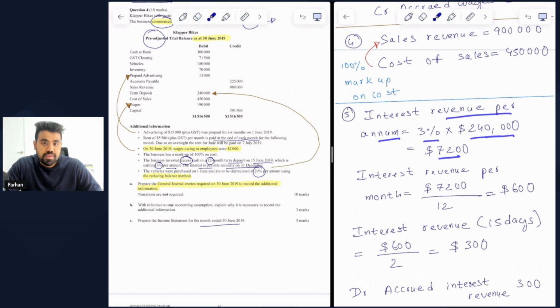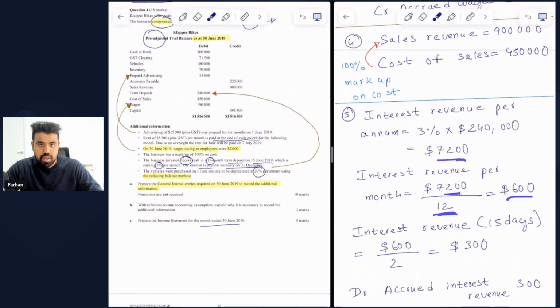Now, why does the business expect to earn this? This is because the interest is payable annually on 31 December. The interest is payable to the business annually on 31 December. So which means the business still hasn't earned it yet, but based on the calculations, we understand that on an annual basis, the interest revenue should be $7,200. But on a monthly basis, obviously you divide the annual figure of $7,200 by 12 months, which comes out to be $600 per month.